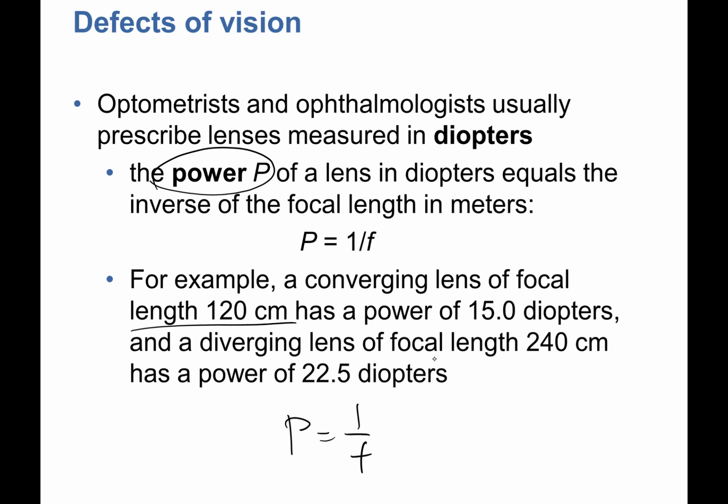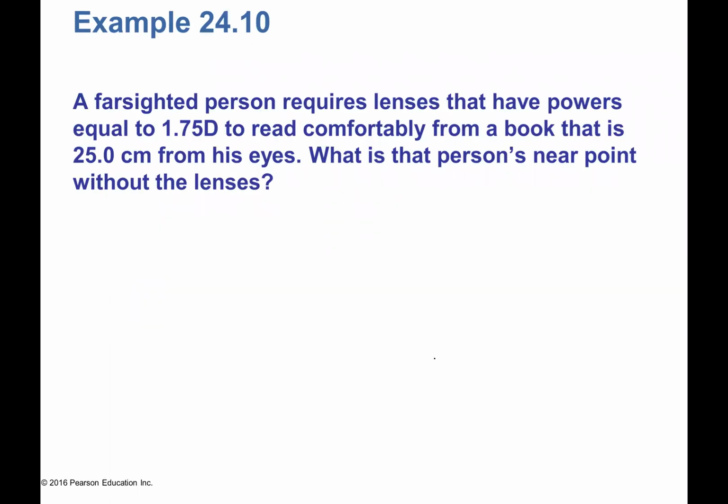Okay, let's look at an example. A farsighted person requires a lens with a power of 1.75 diopters to read comfortably from a book that is 25 centimeters from his eye. What is that person's near point without the lenses? Remember, if you are a healthy person, the near point is roughly about 25 centimeters.